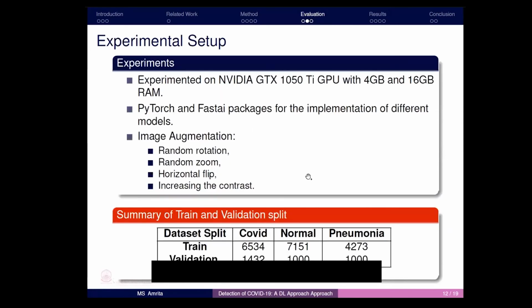Experimental setup. Different image augmentation techniques are applied to avoid the model capturing unnecessary patterns in the training images. Some of the augmentation techniques used in experiments are random rotation, random zoom, horizontal flip, and increasing the contrast of the images. These transformations make the model less prone to capturing unimportant features or overfitting. Summary of the dataset split is shown in this table.